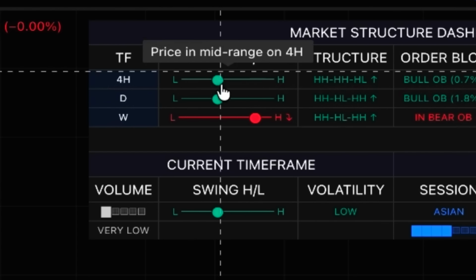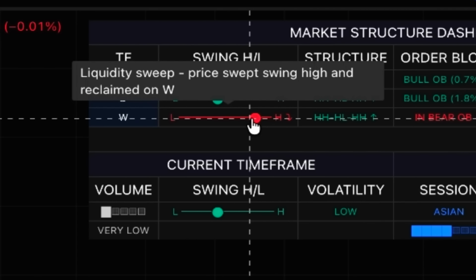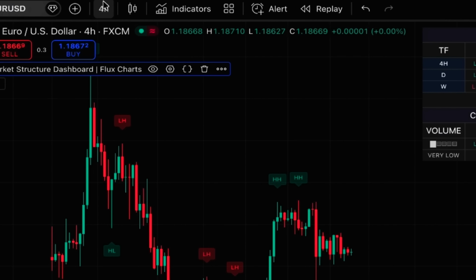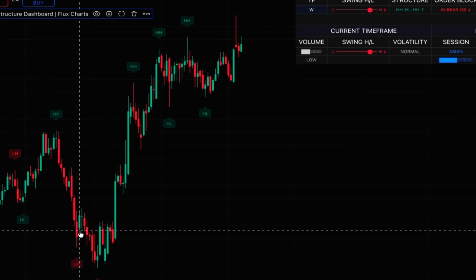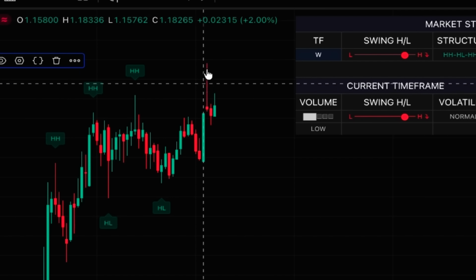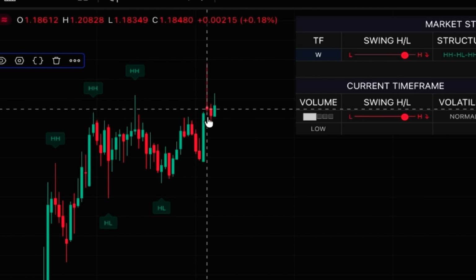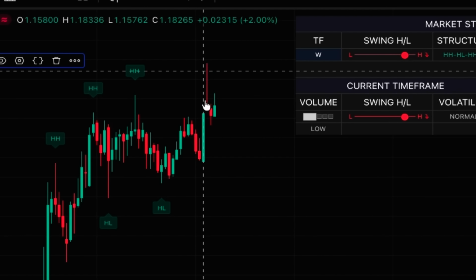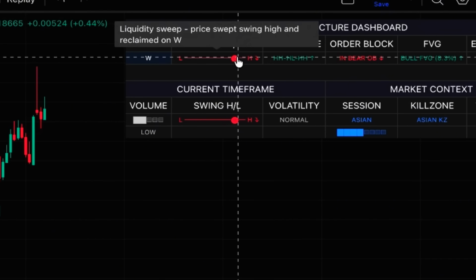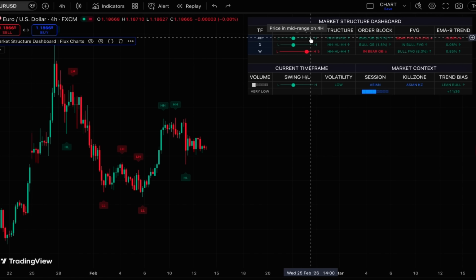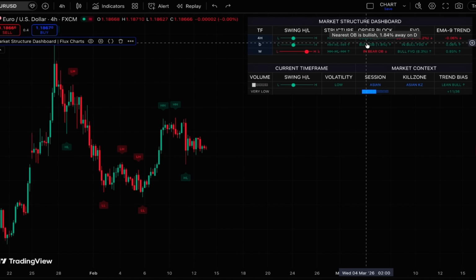When you hover on each of these information, the indicator gives a small explanation, and here it says that the price swept swing high and reclaimed on weekly time frame. If we go to weekly time frame, we can see that yes, the price swept the liquidity and turned back down. So here we had liquidity sweep, and the indicator is also correctly telling us about this liquidity sweep on weekly time frame. All right, let's get back to 4 hours time frame and let me explain the other columns.